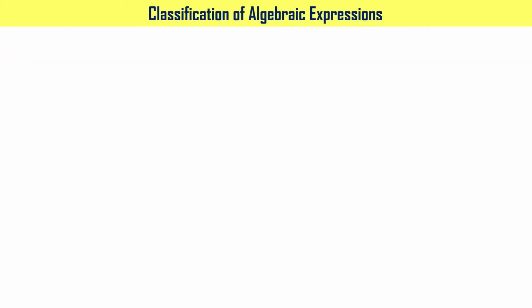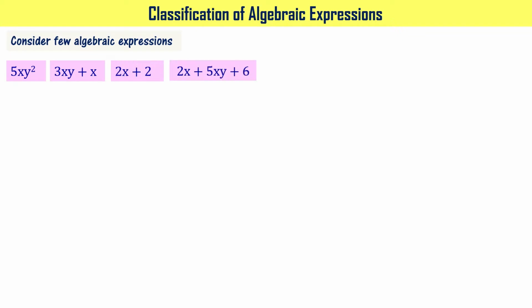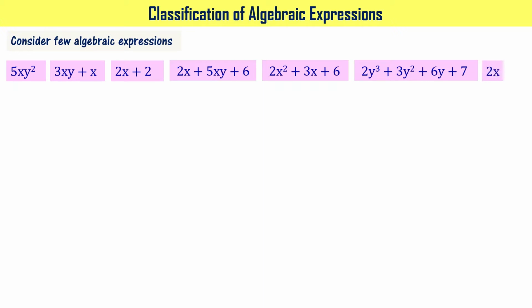Now let's understand the classification of algebraic expressions. Let us consider a few algebraic expressions: 5xy square, 3xy plus x, 2x plus 2, 2x plus 5xy plus 6, 2x square plus 3x plus 6, 2y cube plus 3y square plus 6y plus 7, and 2x. These are a few examples of algebraic expressions, right?